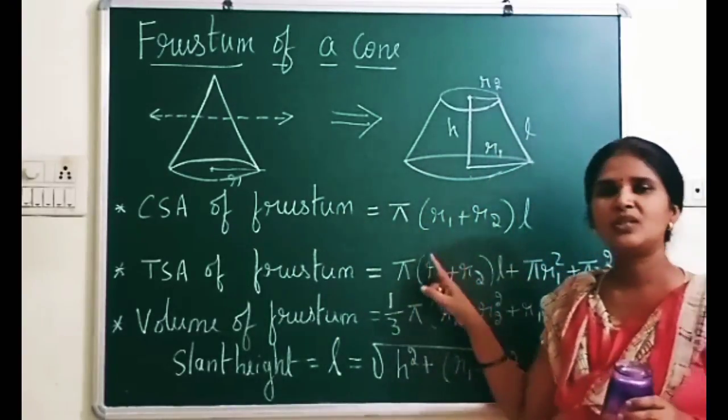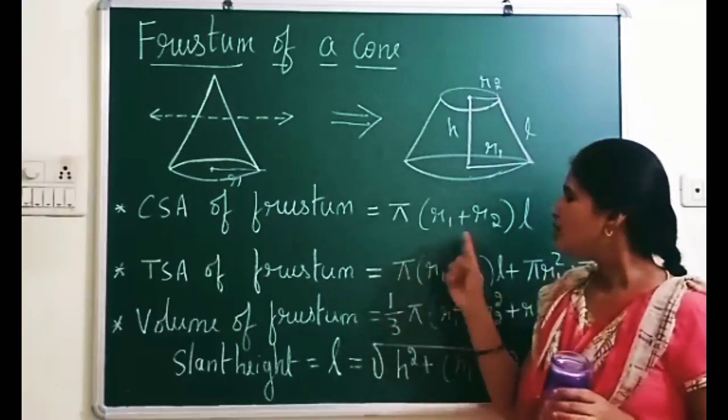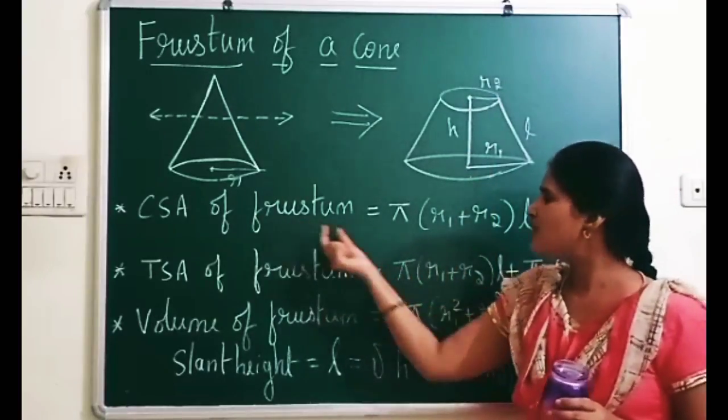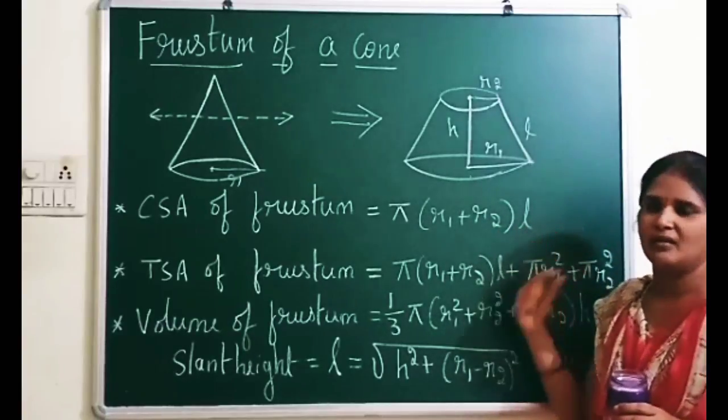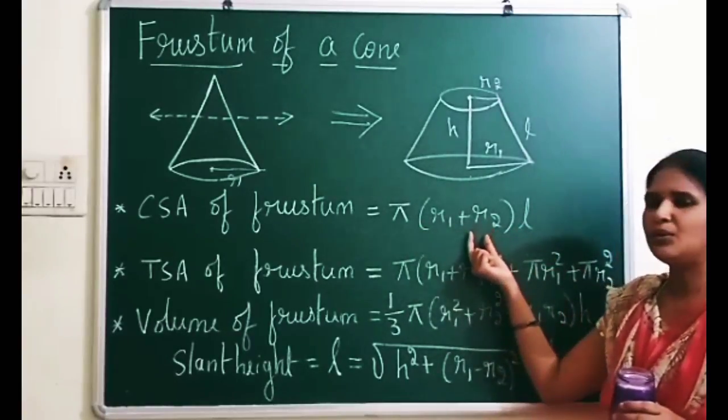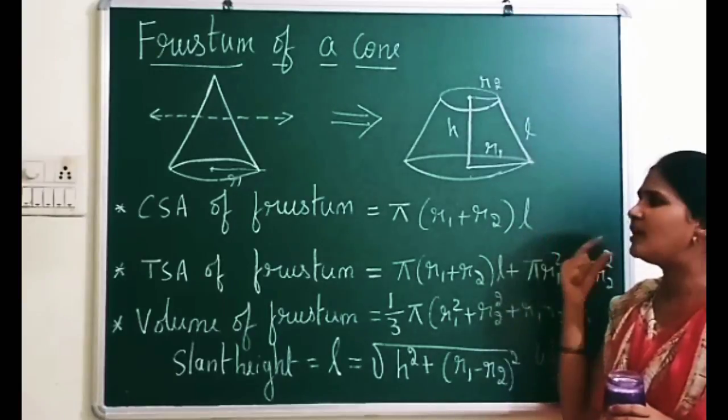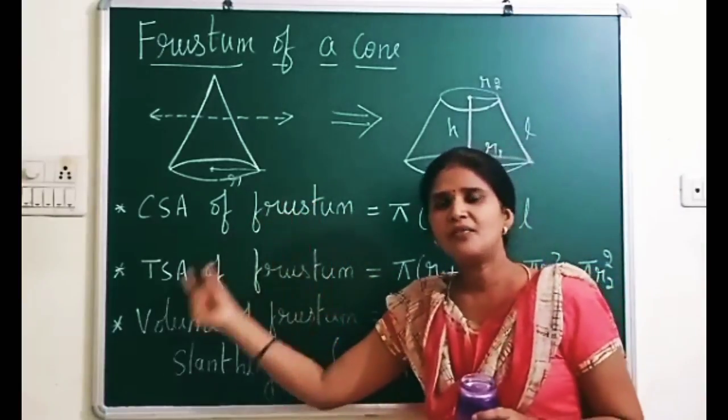Pi into, as you know the CSA of a cone is pi R L. Here you have two radii, so the CSA of the frustum becomes pi into (R1 plus R2) into L. So I have to remember: pi into (R1 plus R2) into L is the CSA of the frustum.